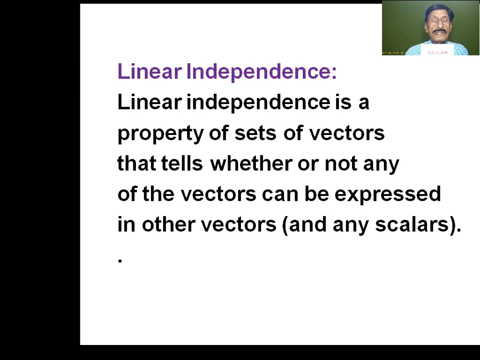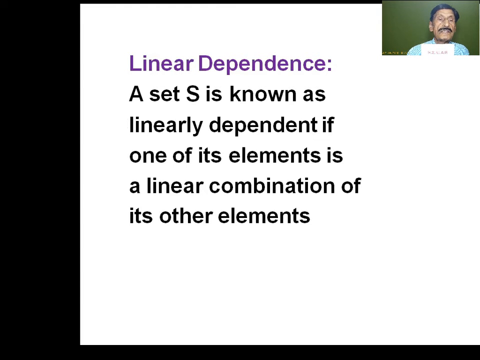Linear independence. Linear independence is a property of sets of vectors that tells whether or not any of the vectors can be expressed in terms of other vectors or any scalars. Linear dependence. A set S is known as linearly dependent if one of its elements is a linear combination of its other elements.